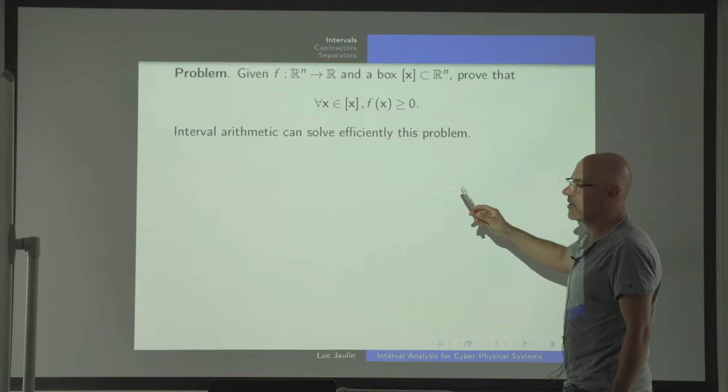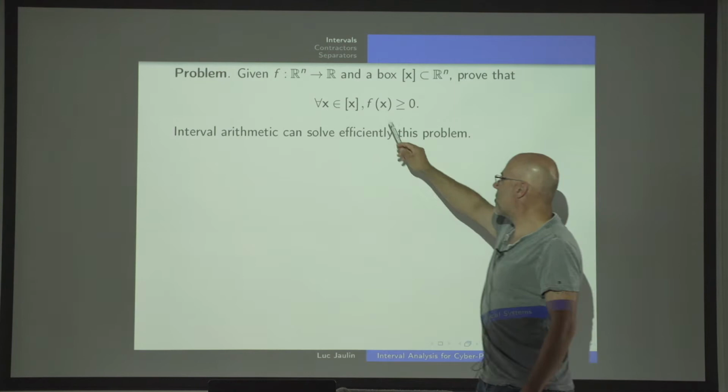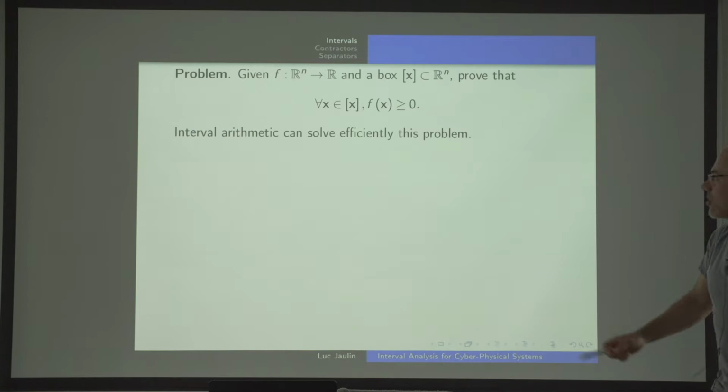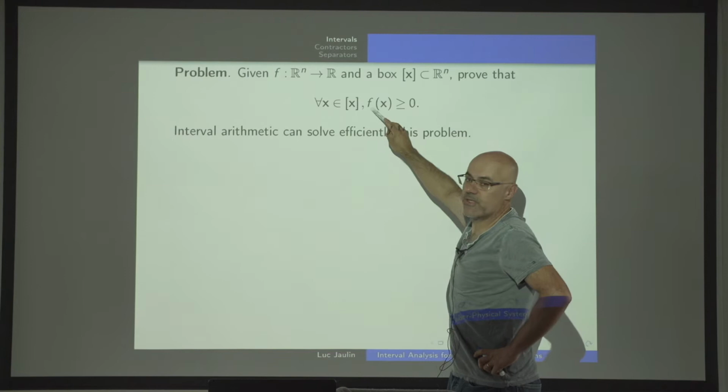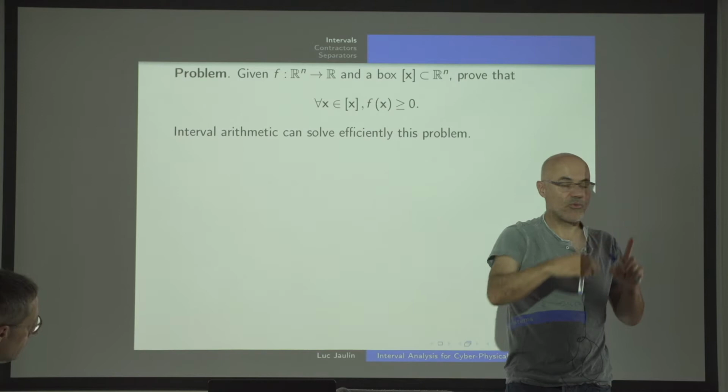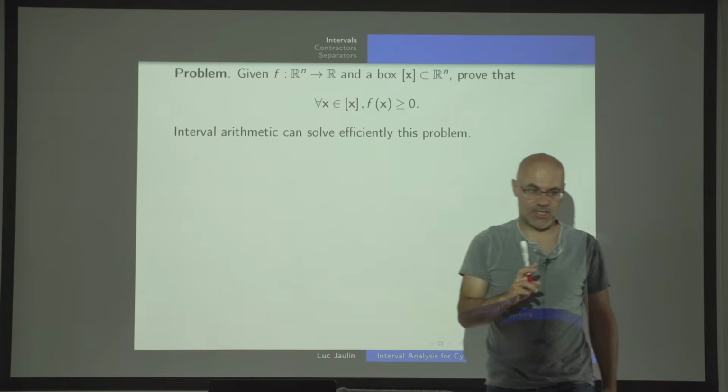So I have a function f. This function is computable, so you can represent it by an algorithm. And you have an input for this algorithm, f, a box for x1, x2, x3, and so on. And you want to prove that for all x, the function will be positive. How can I do this?